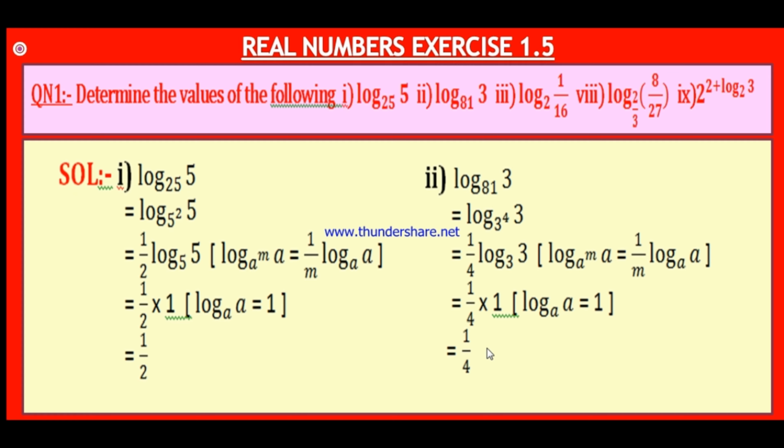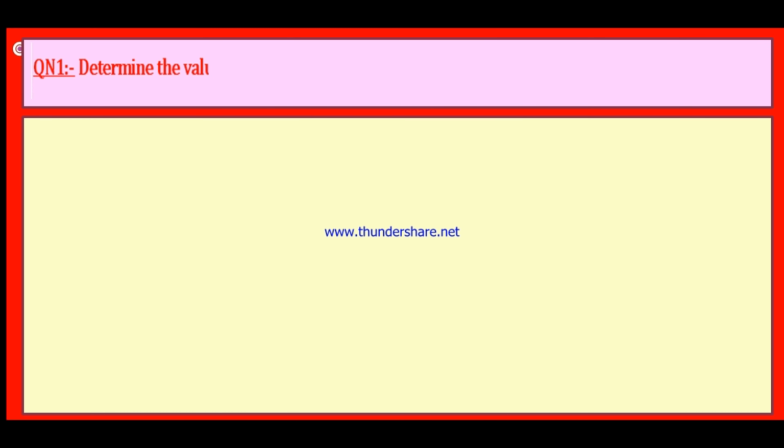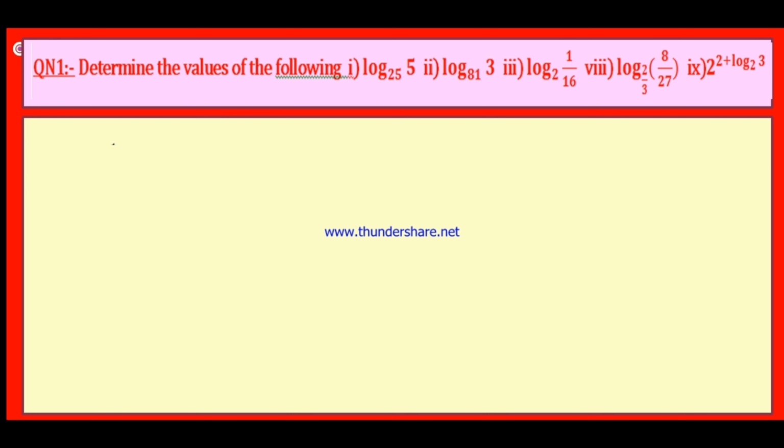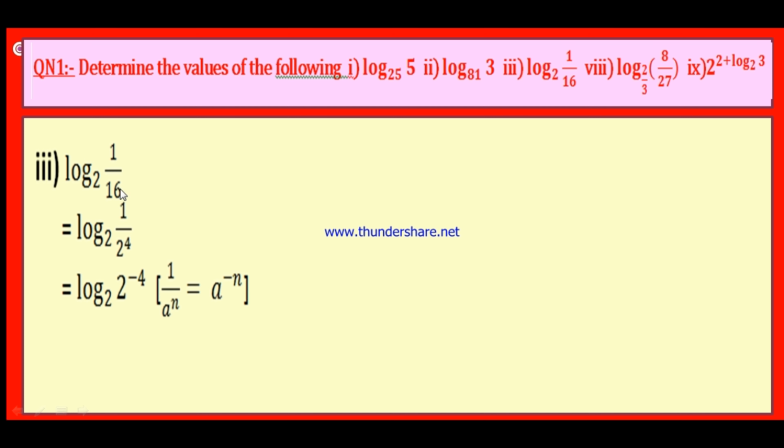And let us solve the third bit now. Here is the same question we have. Log 1 by 16 to the base 2. You can write 16 as 2 power 4. Log 1 by 2 power 4 to the base 2. 1 by 2 power 4 is equal to 2 power minus 4, from laws of exponents: 1 by a power n is equal to a power minus n. Therefore, this is log 2 power minus 4 to the base 2.